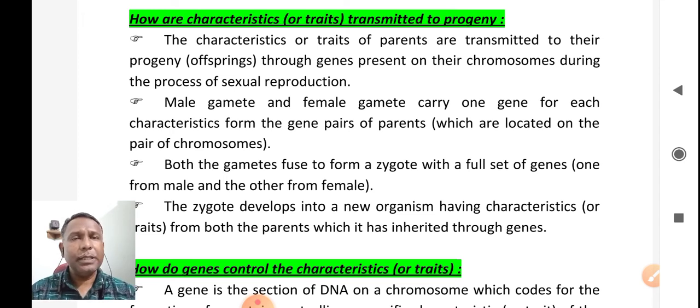So in that way the characteristics of the offsprings show the characteristics of both the parents.